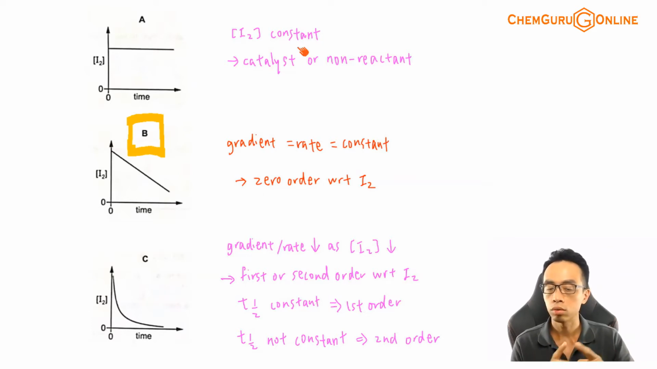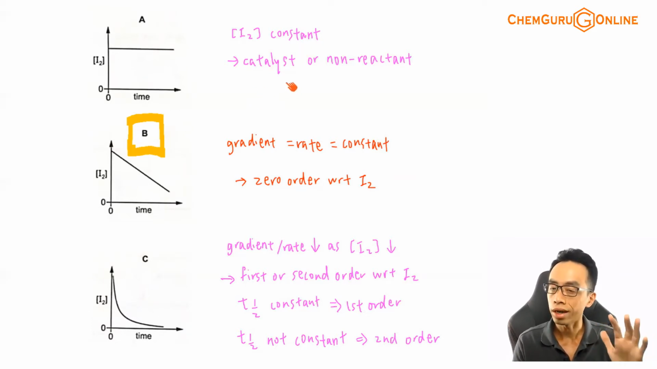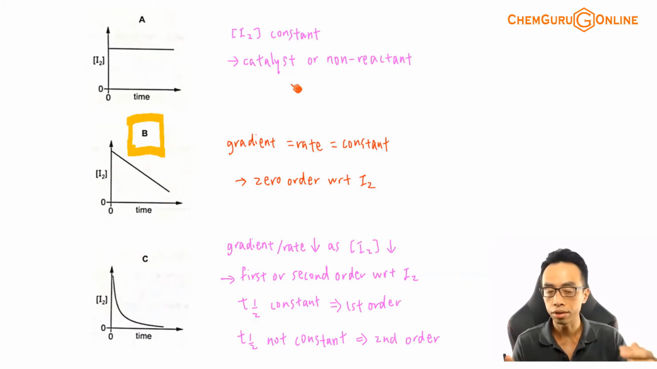So there are two possibilities. One possibility is I2 is a catalyst. That means it is chemically reacted back at the end of the reaction. So therefore the amount of it stays the same throughout the entire process. Another possibility is it is a non-reactant. That means it doesn't take part in the reaction at all. Of course, we do know that based on the information given in the question, I2 is the reactant. So A is not the correct answer, since the question tells me that the rate is zero order with respect to I2. A shouldn't be the answer.